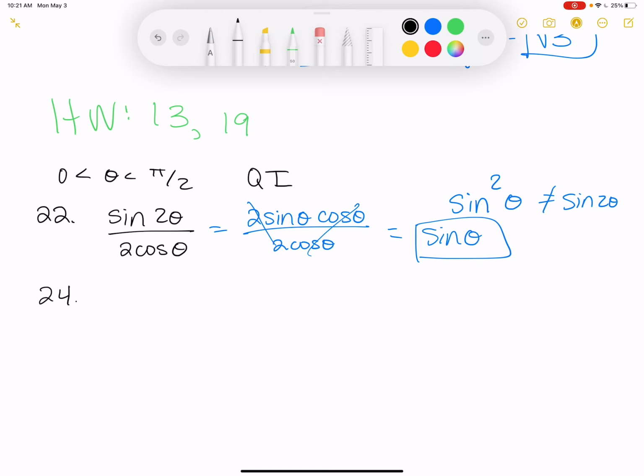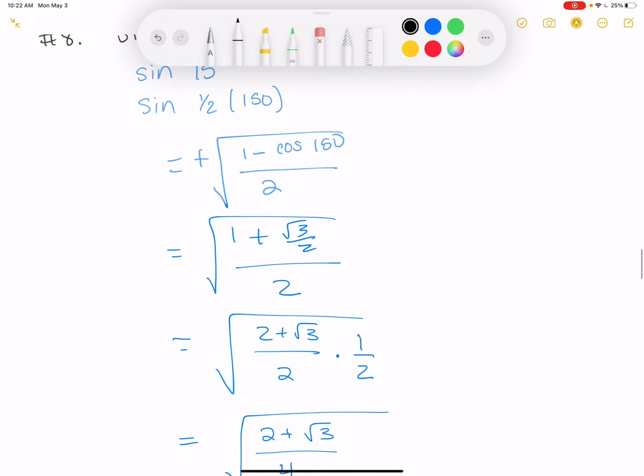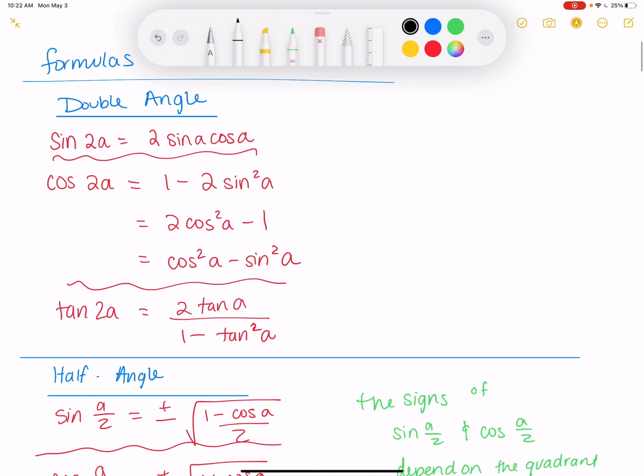All right, 24: cosine of 2 theta over sine of theta minus cosine of theta. Here I'm going to remind you that the cosine of 2 theta has 3 different possibilities. We want something that's going to help simplify things down. So there are 3 options and we'll look at them. The last one is 1 minus 2 sine squared.